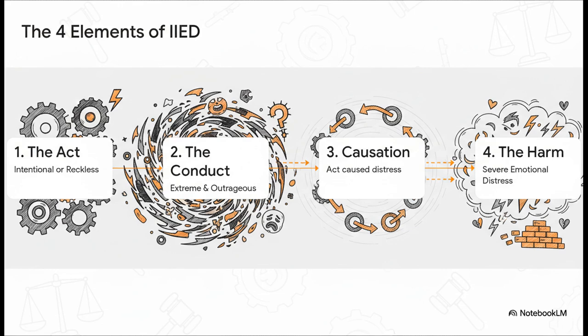To actually win one of these claims, you have to prove all four of these elements. The act has to be intentional or at least reckless. It has to have caused the distress. The distress itself has to be severe. We're not talking about just being annoyed or having your feelings hurt. But the toughest one, by far, is the second element. The conduct has to be truly extreme and outrageous.